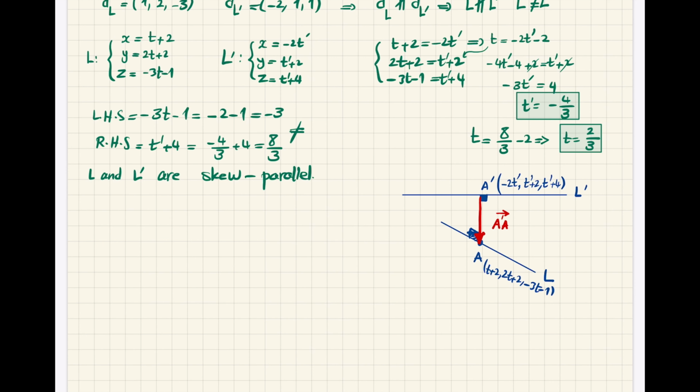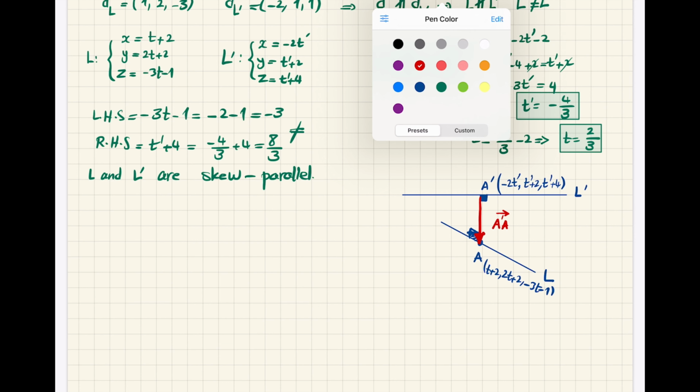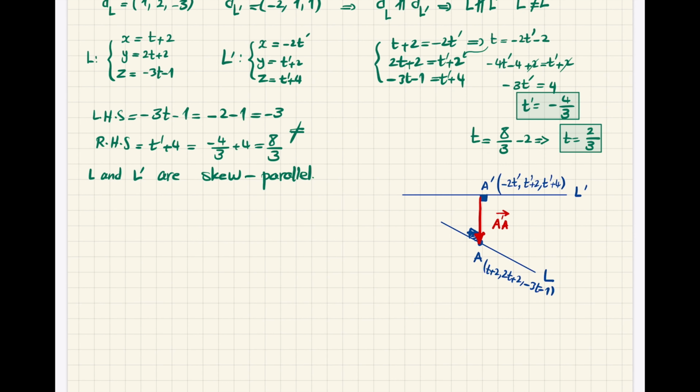Okay, so how should I write that? I would write that A prime A is actually, let me start from a little bit higher point. So A prime A is the final point minus the initial point. Yes. So then it becomes A minus A prime. So if I want to write it, I would write this minus that.